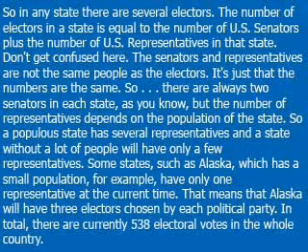So, there are always 2 senators in each state, as you know, but the number of representatives depends on the population of the state. So a populous state has several representatives, and a state without a lot of people will have only a few representatives. Some states, such as Alaska, which has a small population, for example, have only 1 representative at the current time. That means that Alaska will have 3 electors chosen by each political party. In total, there are currently 538 electoral votes in the whole country.